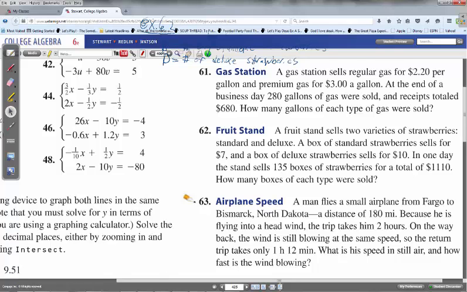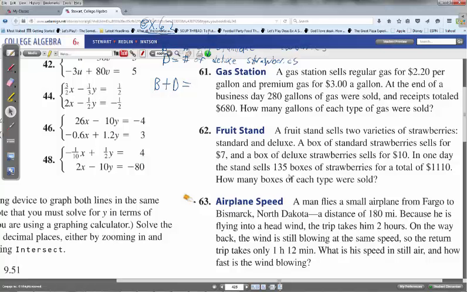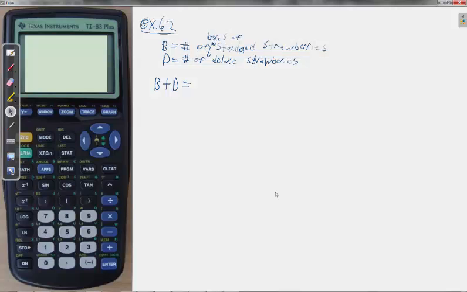So that's going to get us two equations, because we know how many boxes we sold. Well, that should literally just be B plus D, because these are the two types of strawberries. If you look at B plus D, this should equal 135, because we sold 135 boxes of them. So B plus D equals 135.